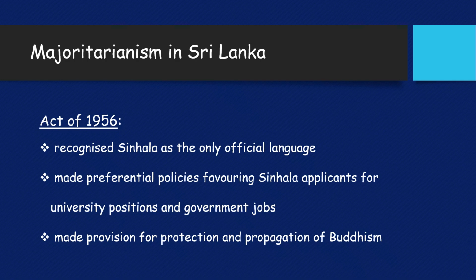Now, to follow this policy, the elected government of Sri Lanka passed an act in 1956. According to this act, the government recognized Sinhala as the only official language, disregarding the language of the Tamils. It made preferential policies favoring Sinhala applicants for university positions and for government jobs. Obviously, this was not liked by the Tamils. It further made provisions for protection and propagation of Buddhism.